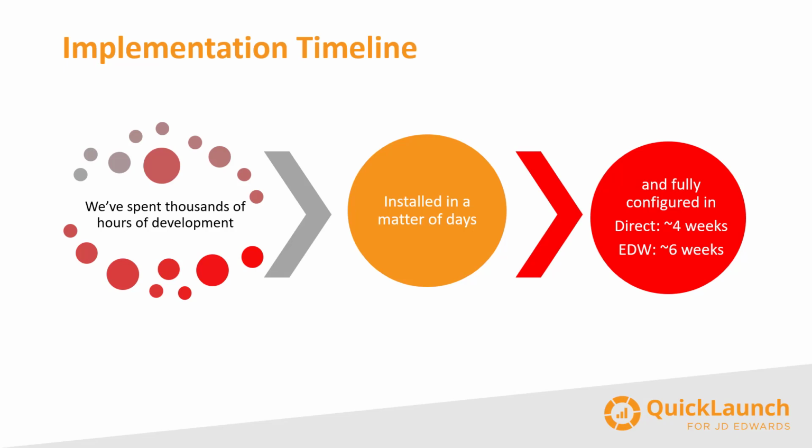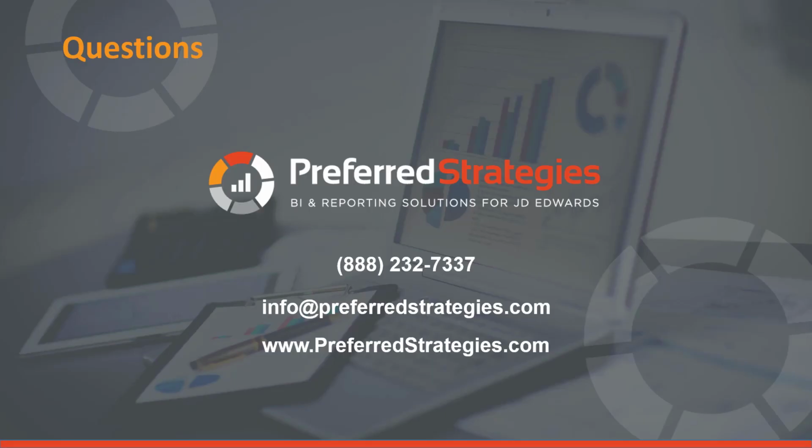So probably about 4 weeks for Direct Connect, about 6 weeks for the data warehouse, again depending upon what you're looking to do. You might need to add a couple weeks there as well. And so that's, in a nutshell, some of the architecture options.